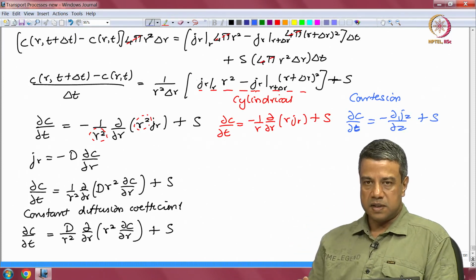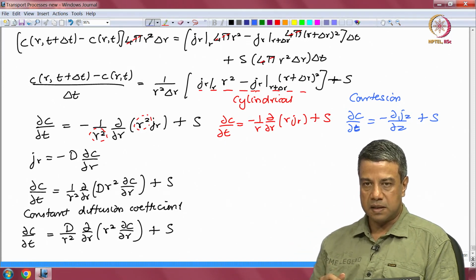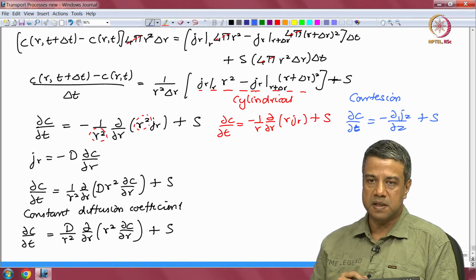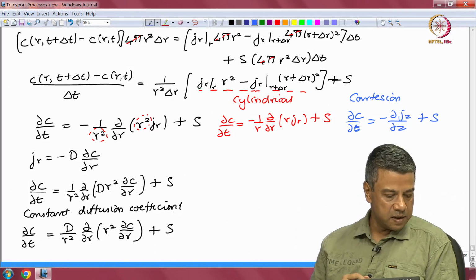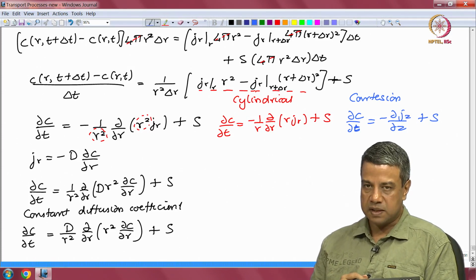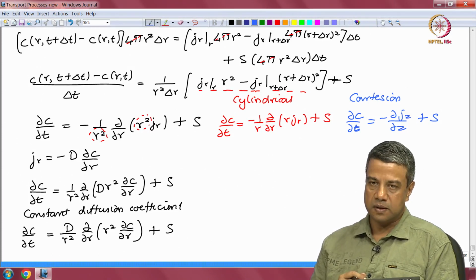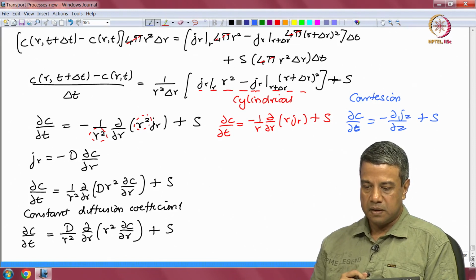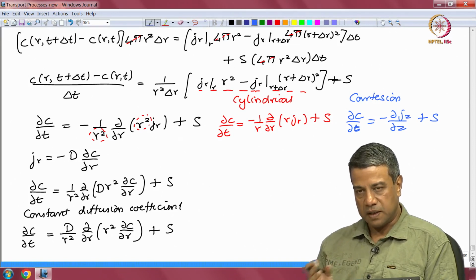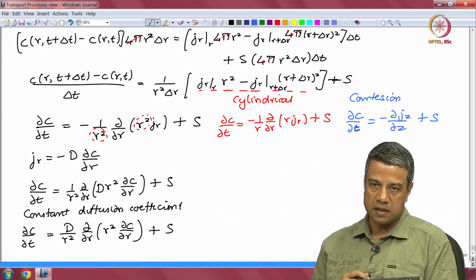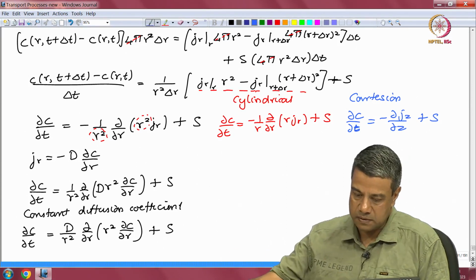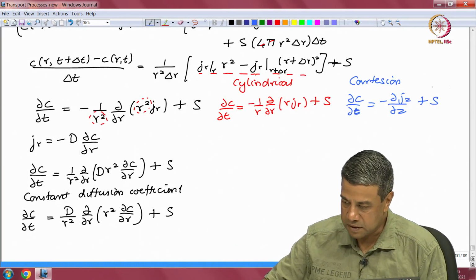So, these additional terms in the spatial differential operator arise in curvilinear coordinate systems because the surface area is changing as the coordinate changes. You will have 1 over r d by dr of r times j r for a cylindrical coordinate system, and 1 over r square d by dr of r square j r for a spherical coordinate system.